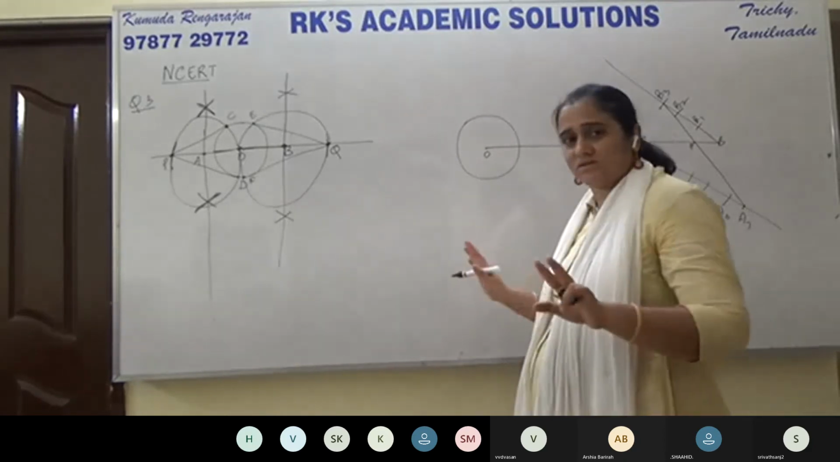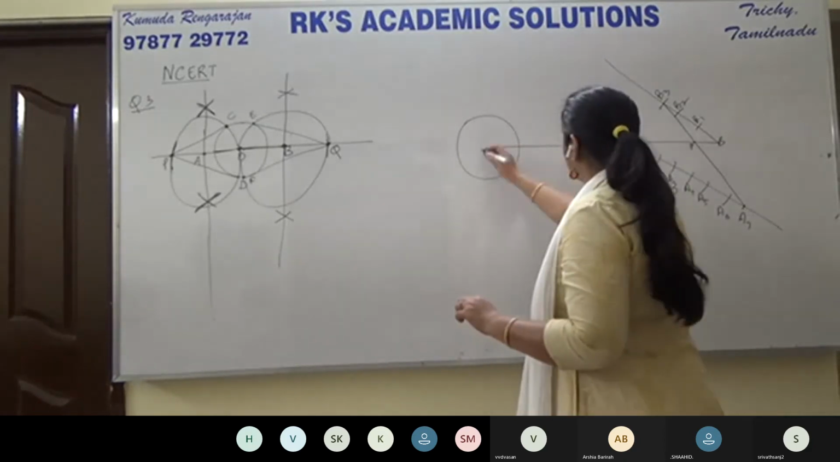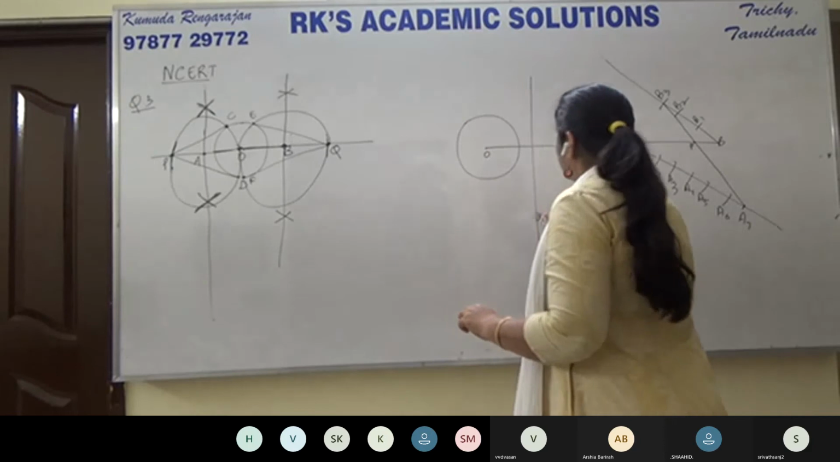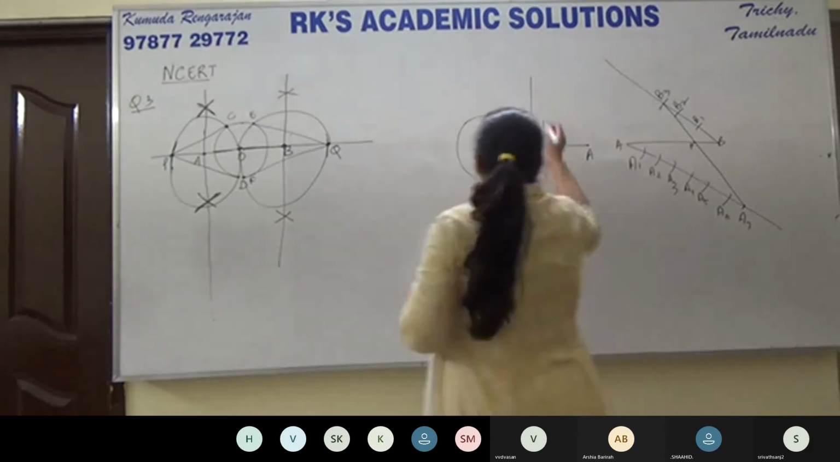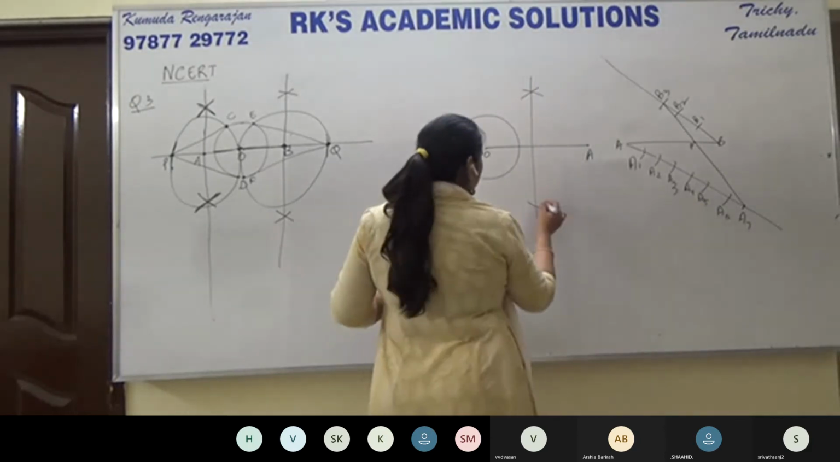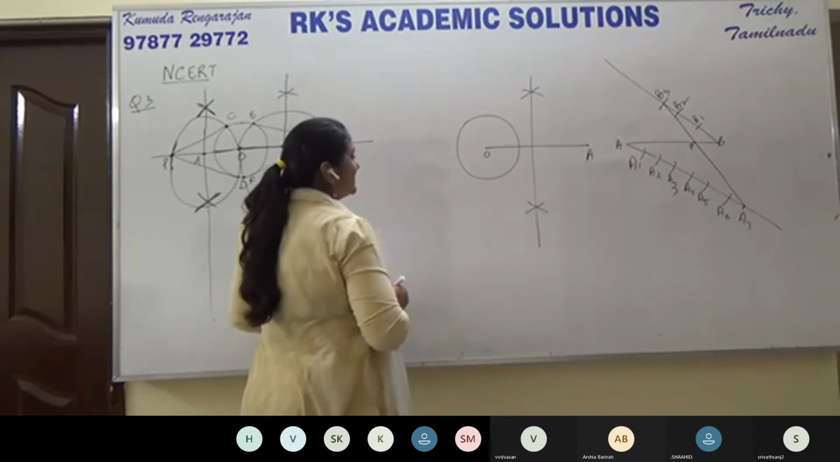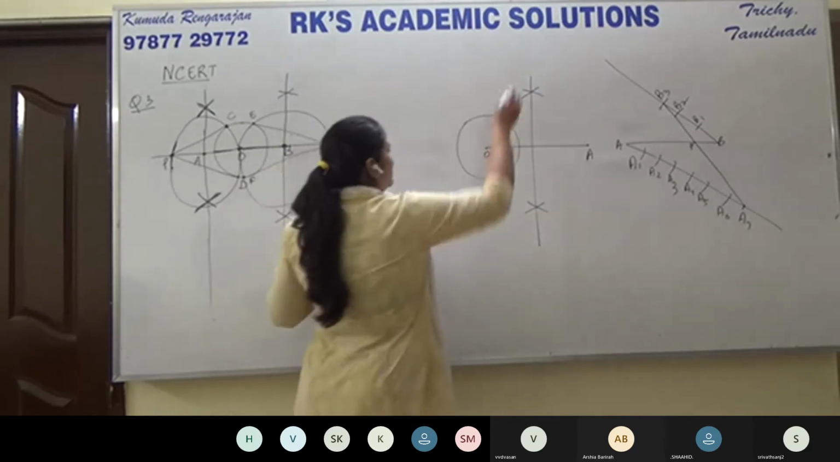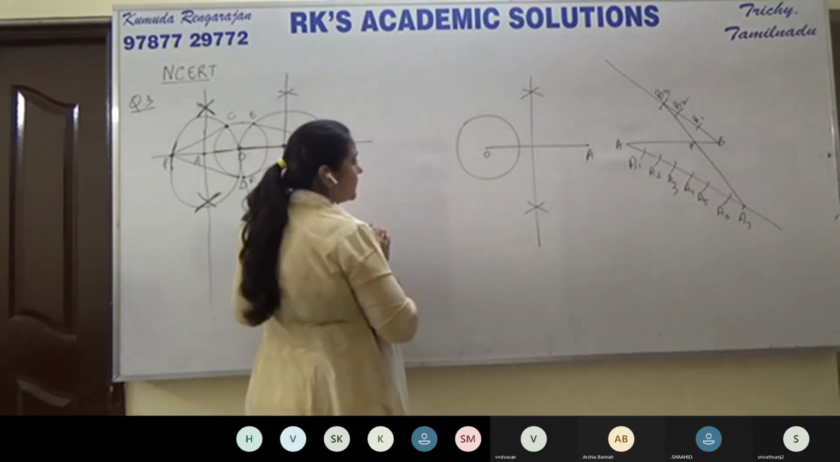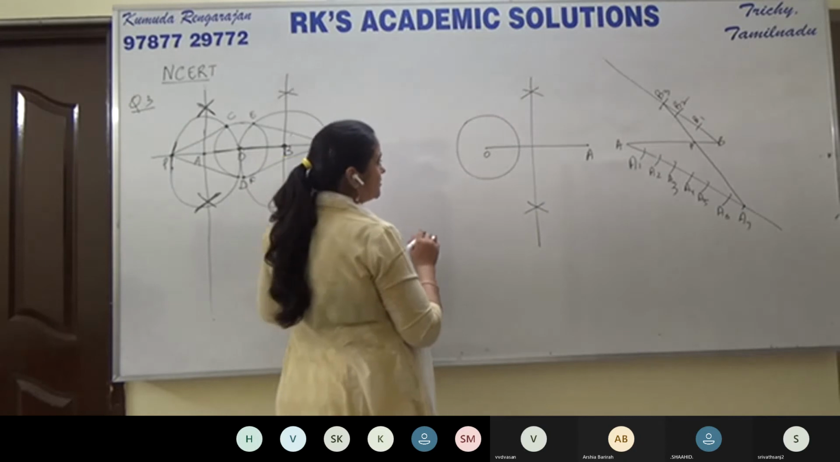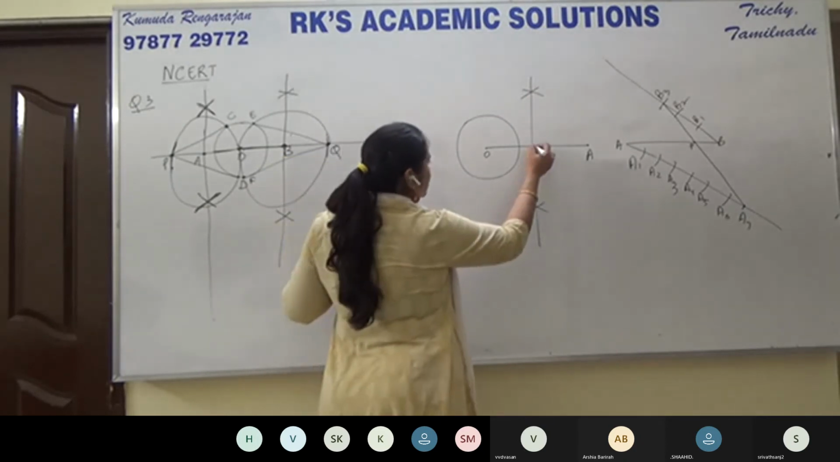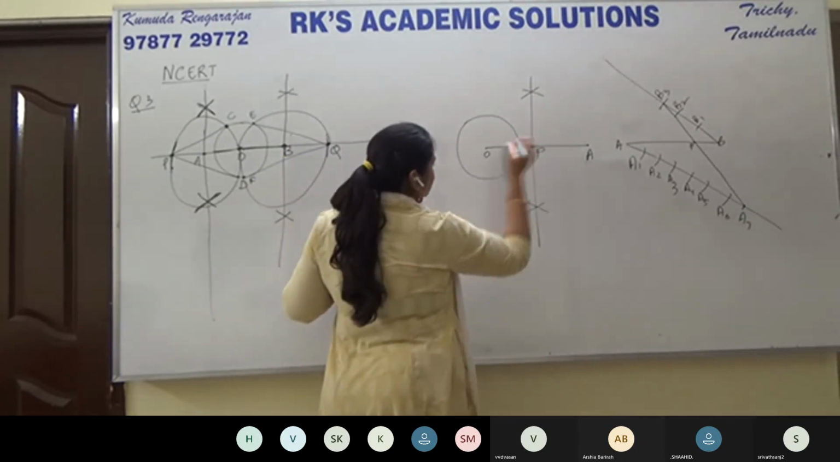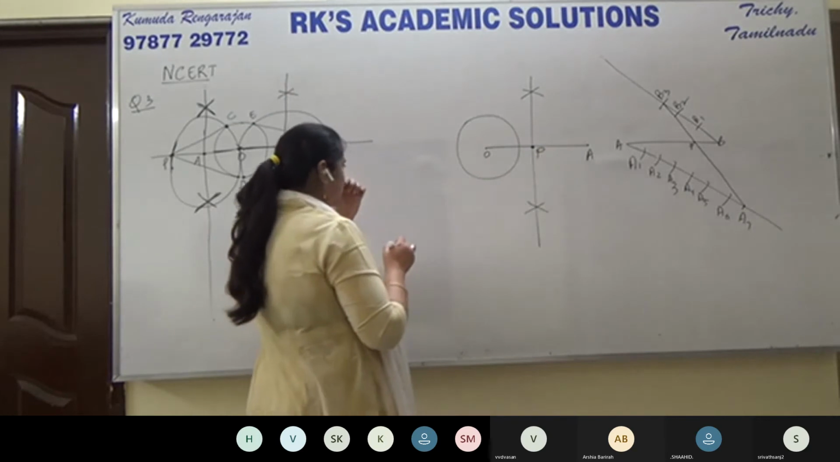Now, this is the procedure. Construct the perpendicular bisector of OA. You know how to do this. Sorry, I know I'm taking more of your time. Call this point P.